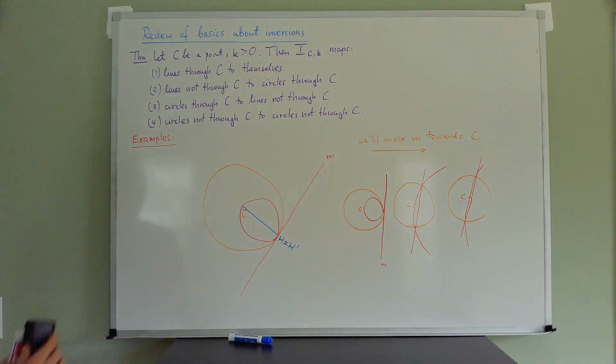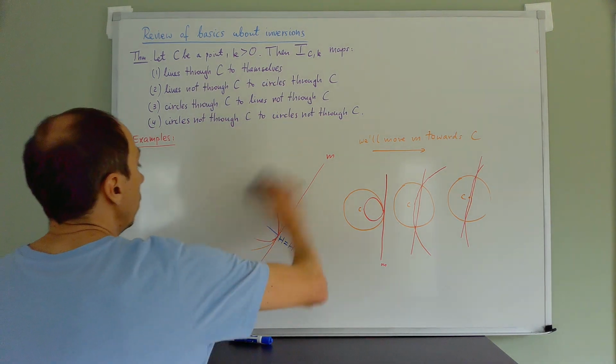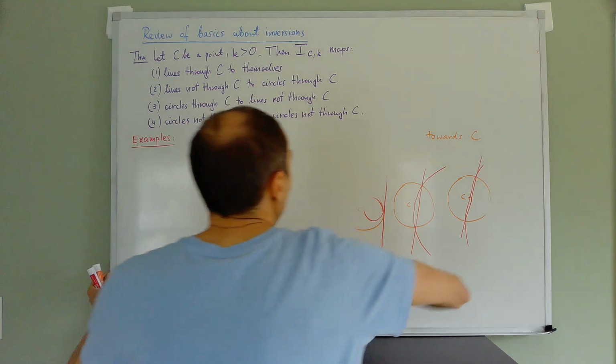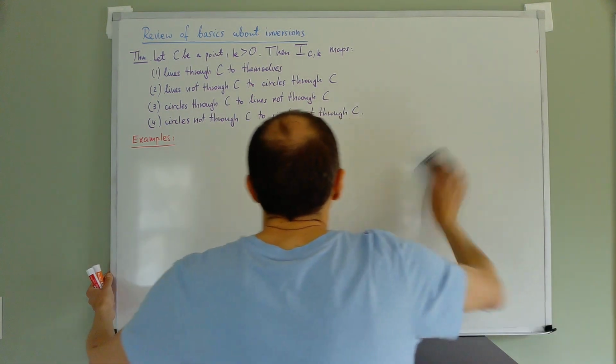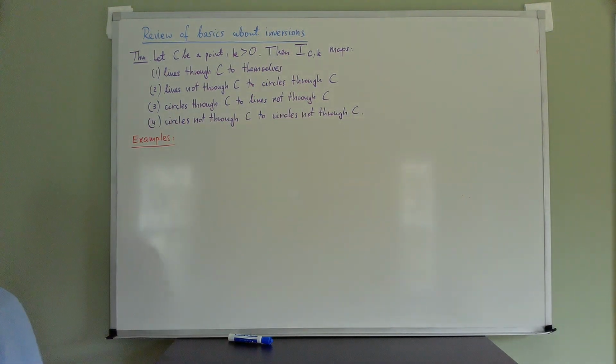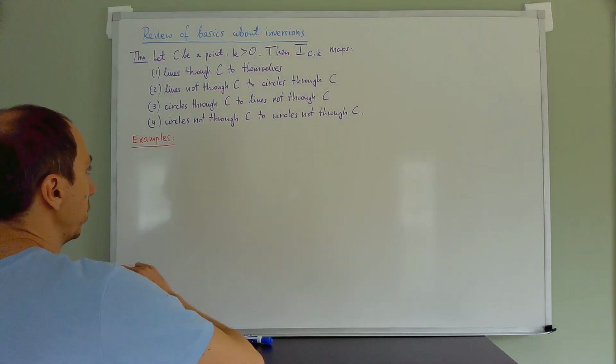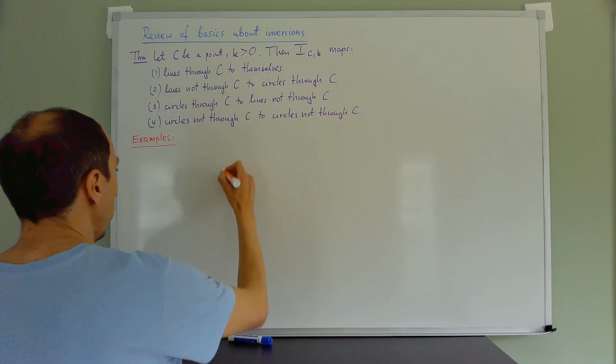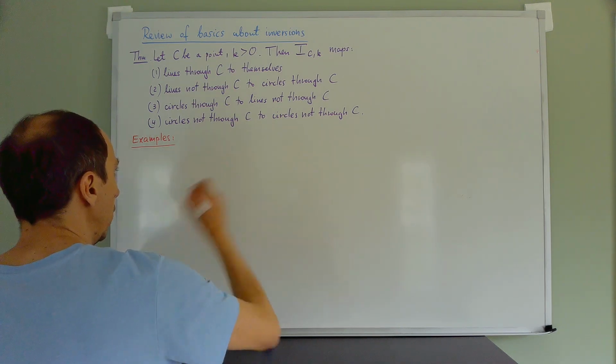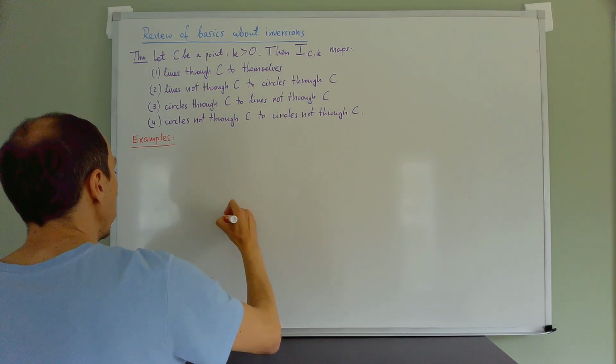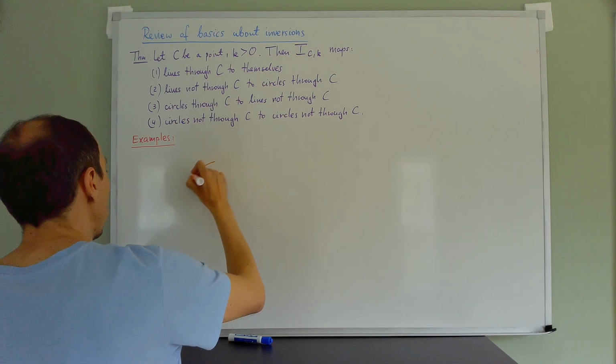Okay, and finally let's look at an example for part 4. So let's see what happens if you want to map a circle that is not through C, how do you get the other circle? So here is again C, and here is the circle of inversion.